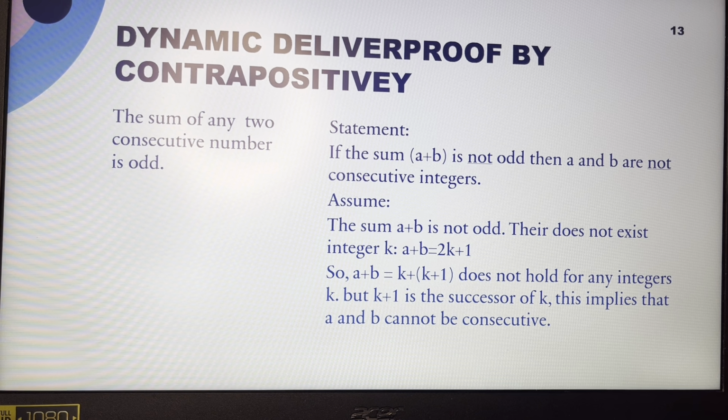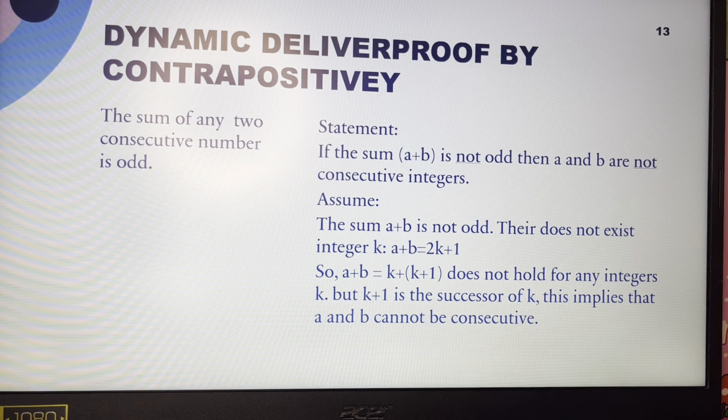There does not exist an integer k such that a plus b equals 2 times k plus 1. So, a plus b equals 2 times k plus 1 does not hold for any integer k. But k plus 1 is the successor of k. So this implies that a and b cannot be consecutive. Okay, we're done with the 4 basic techniques in proof theory.